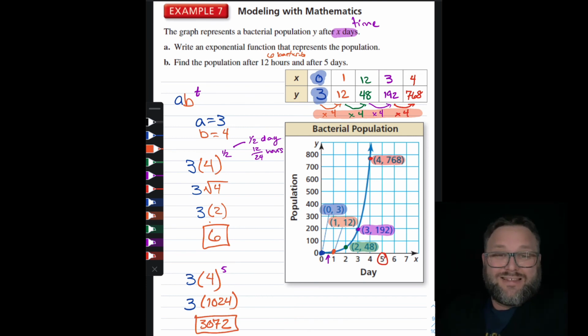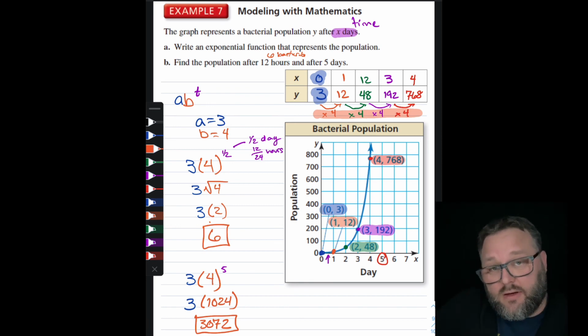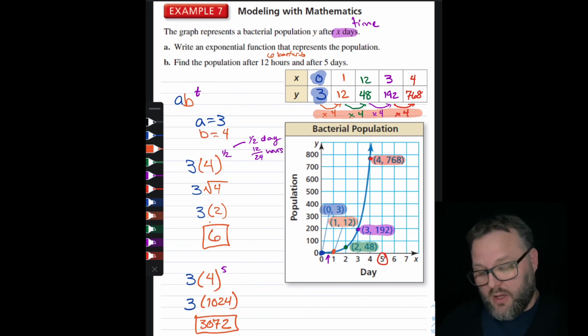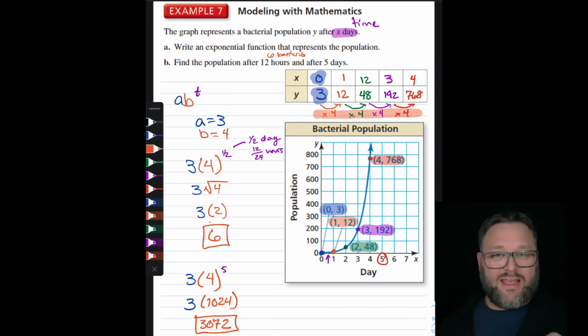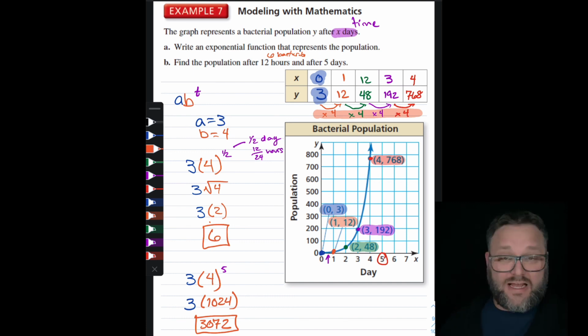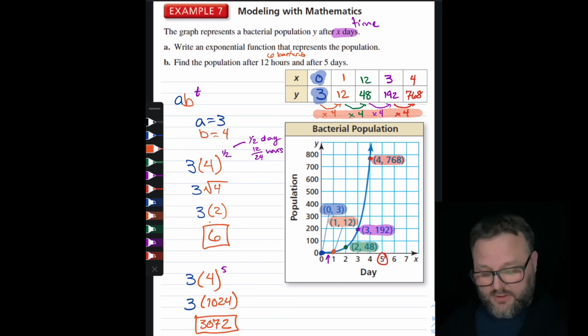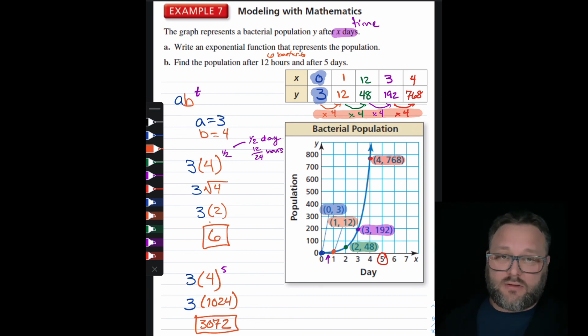So 3,072 bacteria at 5 days, 6 bacteria at half a day, all because we found out that A, the initial point, was 3. When x was 0, y was 3, or when the input was 0, with 0 time passed, there were 3 bacteria. And B was the base. That's how much we were multiplying each output by to get the next output. T was found in time for days. So we took the 12, cut it in half. That became our exponent. Otherwise, when we found out 5 days, time was 5.